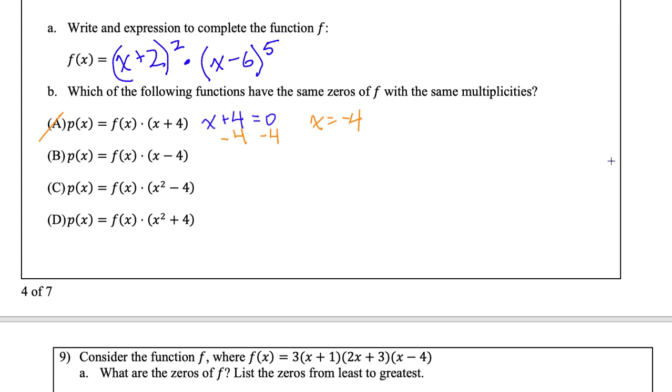The zeros were negative 2 and positive 6. Well, now we just added another zero of negative 4. Look, we multiplied our original function. This is f of x. We took our original function and multiplied by x plus 4. You can't multiply by x plus 4 because you added on this extra zero.